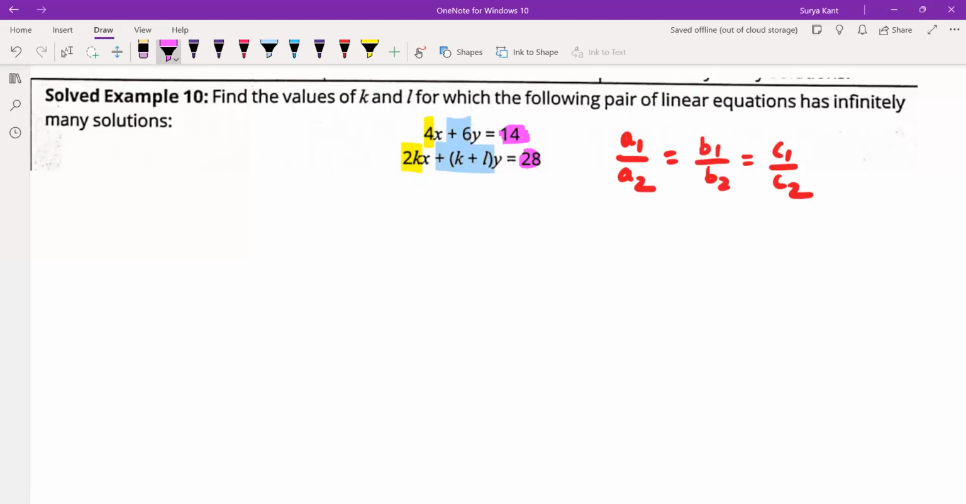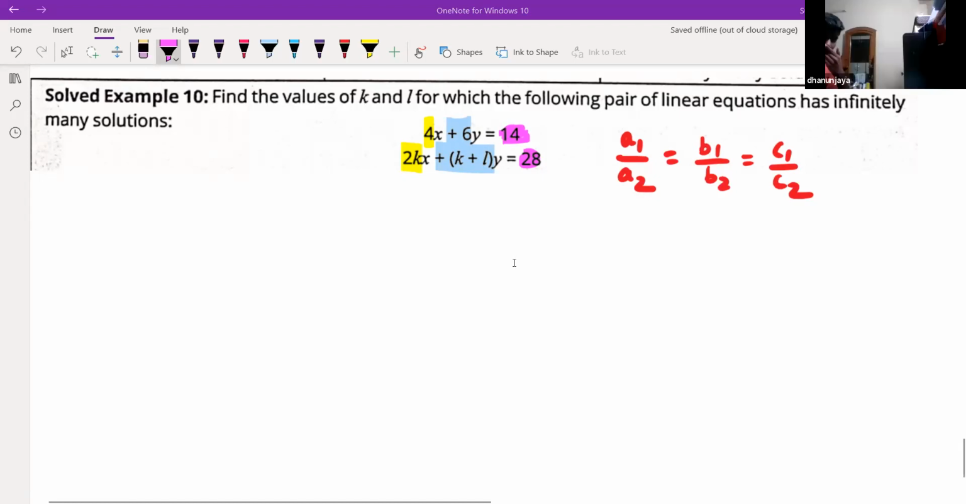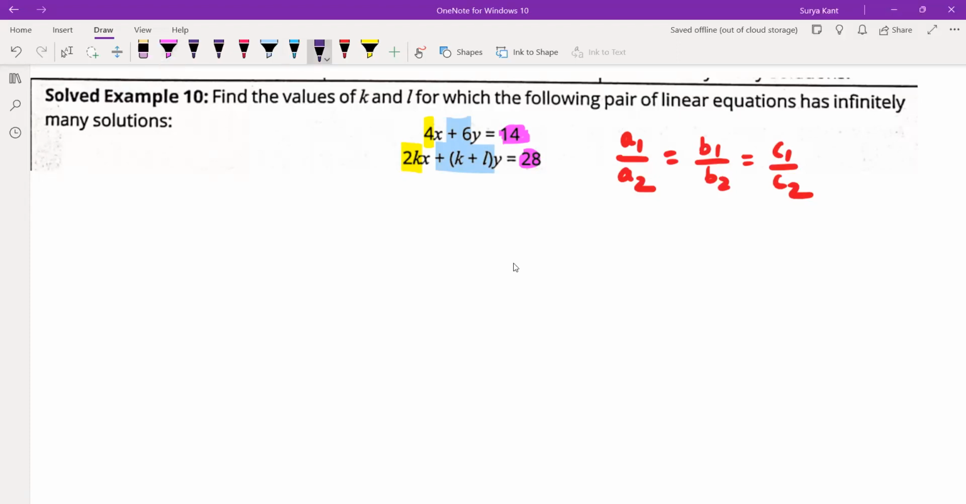Two children got the answer. Let me check. Dhananjay got k is equal to 4, l is equal to 8. How did you calculate so fast? Actually, I took c1 by c2 is equal to 14 by 28. Let me check whether Dhananjay did it correctly. So 4 by 2k is equal to 6 by k plus l is equal to 14 by 28, right?